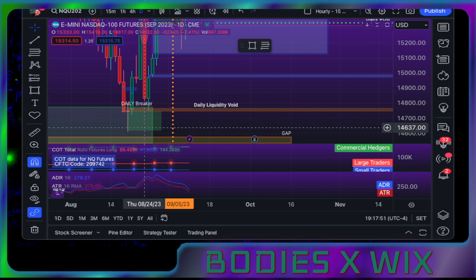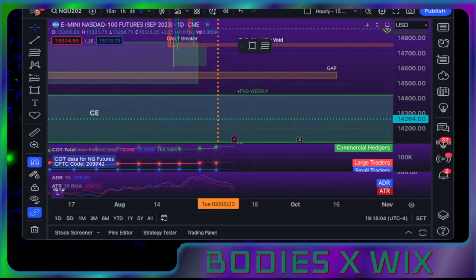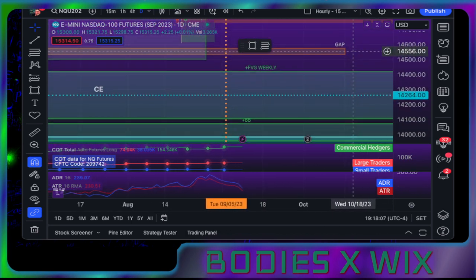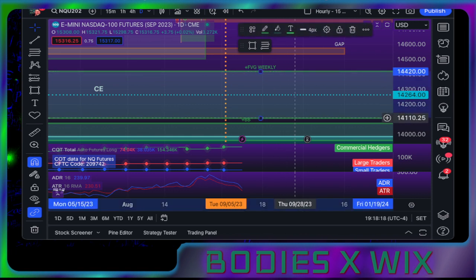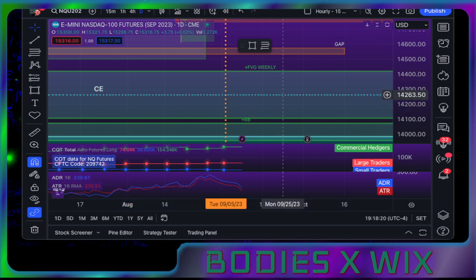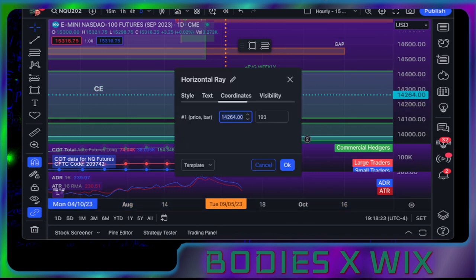the NQ, or the Nasdaq, and this is the September contract, which should be coming to a rollover soon. But that was about the lowest I think I had it going. It could be dropping even further. You do have a weekly fair value gap in between about 14,400 and around 14,100, which would make the consequential encroachment on this, with the coordinates here, 14,200 and roughly about 65.